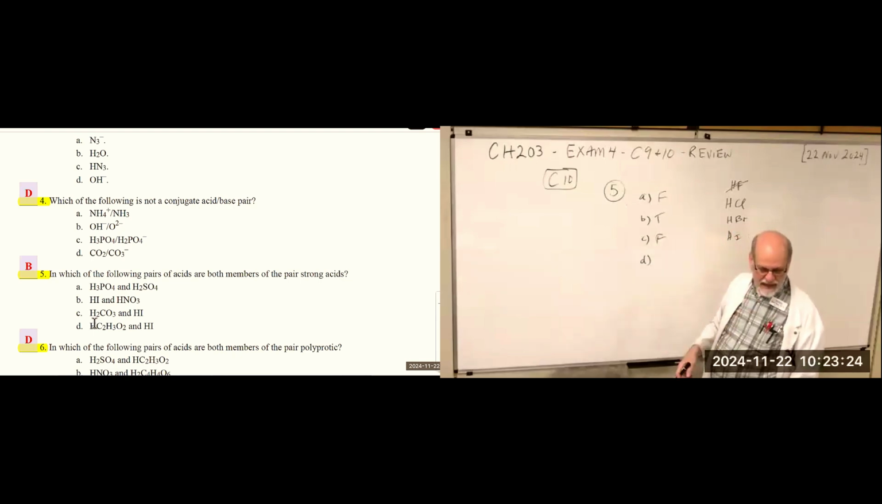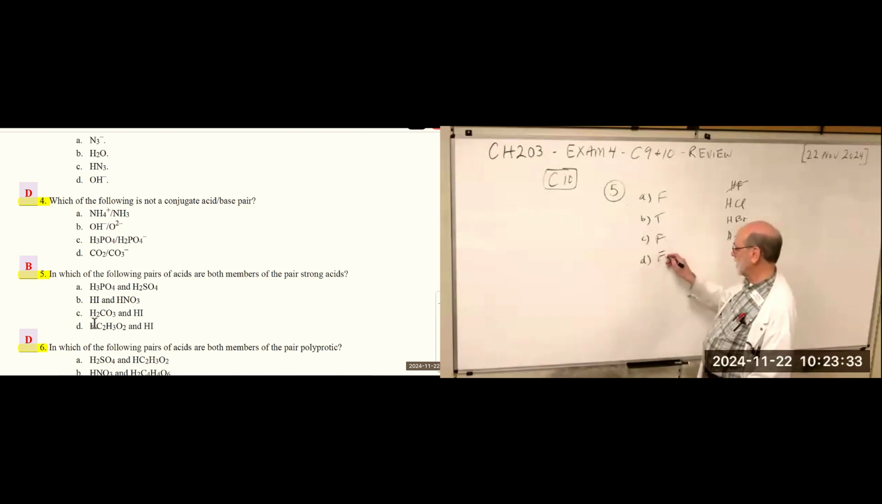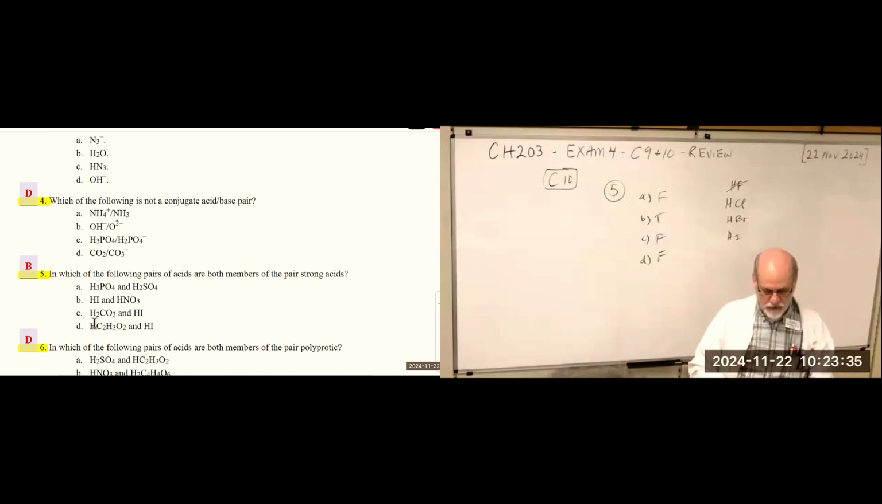And D, HC2H3O2, which is acetic acid, vinegar. That's a weak acid. HI is strong. So the correct answer is B. Both of them are strong.